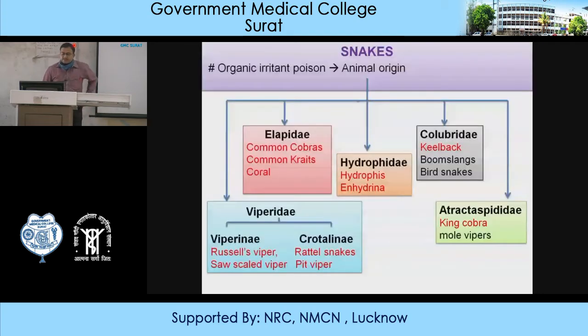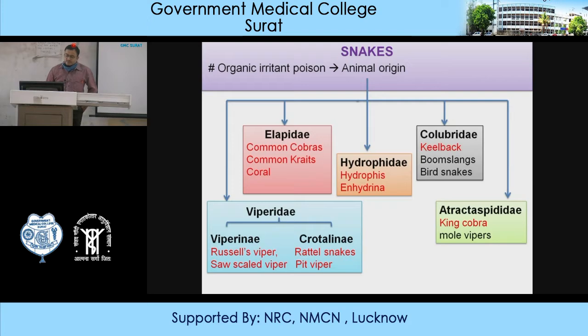Now, snakes: organic irritant poison, animal origin. They have been divided into 5 families. One is Elapidae, second is Hydrophiidae, third is Colubridae, fourth is Viperidae, and fifth is Atractaspididae. Viperidae is divided into the subfamilies Viperinae and Crotalinae.